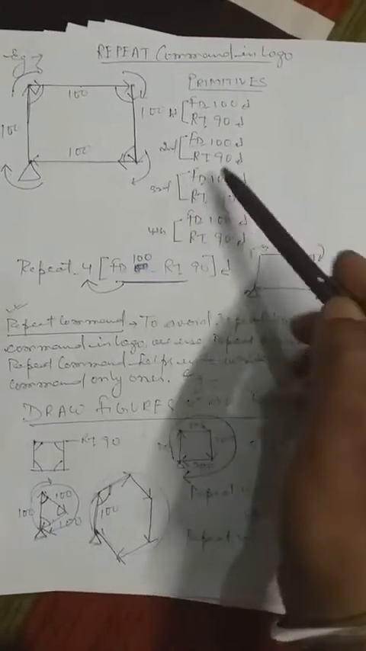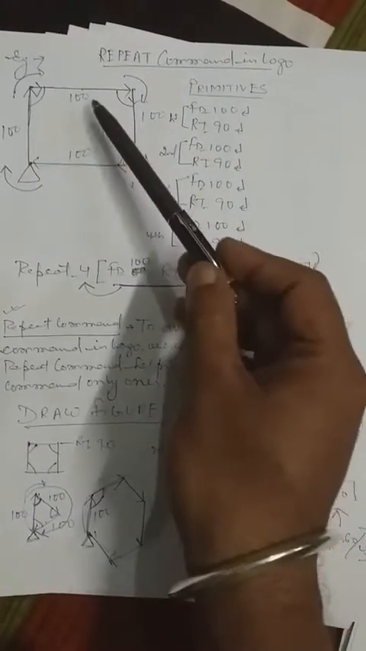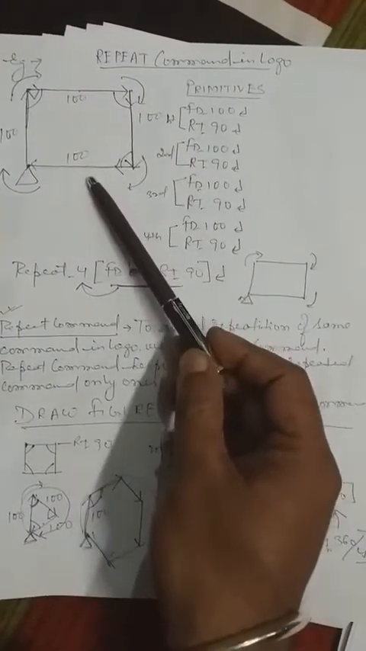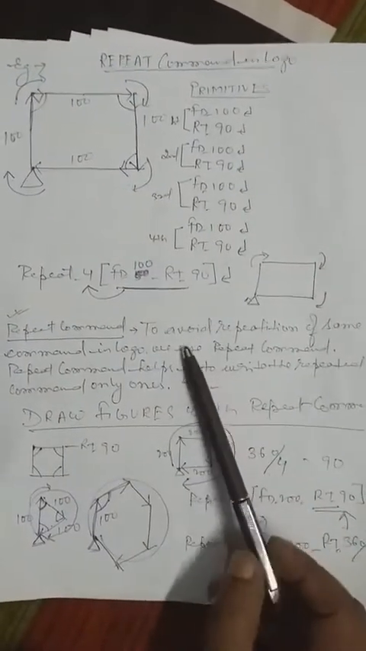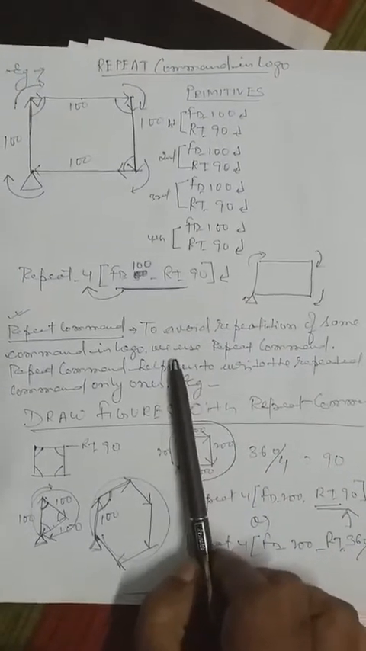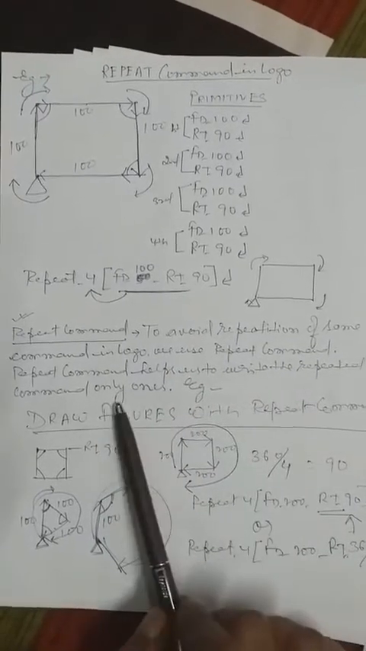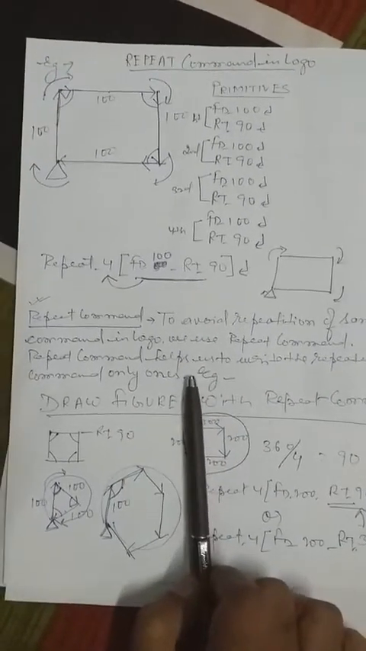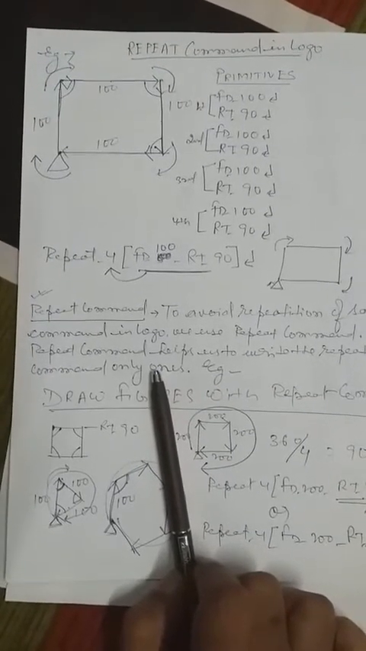As I have explained here, in this square we used FD100, RT90, FD100, RT90, FD100, RT90, FD100, RT90. So this FD100, RT90, we have used here 4 times. That we will not do. We will not repeat the same command again and again. To avoid this, we use the repeat command, because the repeat command helps us write a repeated command only once. This was the definition which I told you to write in your fair copy.